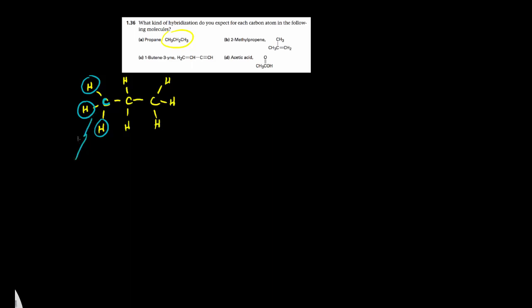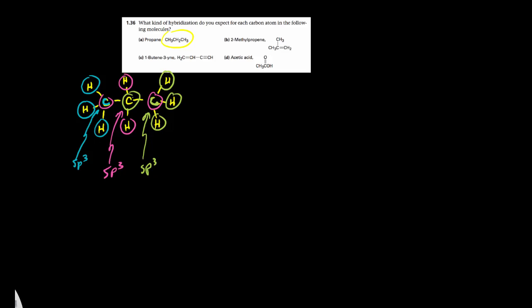So this carbon is sp3. And then if we go to the next carbon, it also has 4 things attached. So this one is sp3 hybridized. And then by the same token, if we look at this carbon right here, it has 1, 2, 3, 4 things attached, or it has a steric number of 4 if you like. So that's also sp3 hybridized.